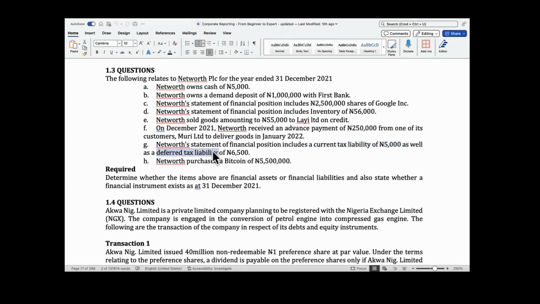While for deferred tax liability, this one is not even an obligation to deliver cash. It's just an accrual for tax. We are just trying to account for the tax implication of transactions that will happen in the future, the future tax impact of a transaction now. What is its tax impact today?